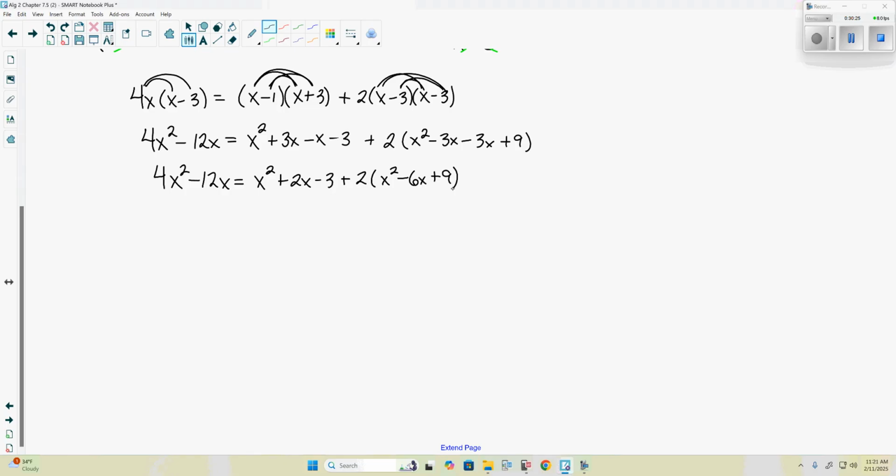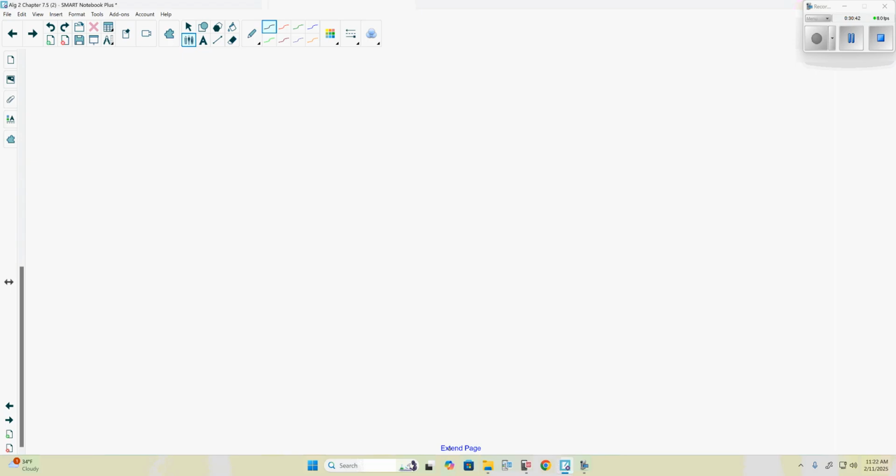Now at this point here, we can combine like terms. Now the 4x squared minus 12x, there are no like terms there. Our 3x and negative x are going to combine to give us positive 2x. And our negative 3x minus 3x will give us negative 6x, sorry.